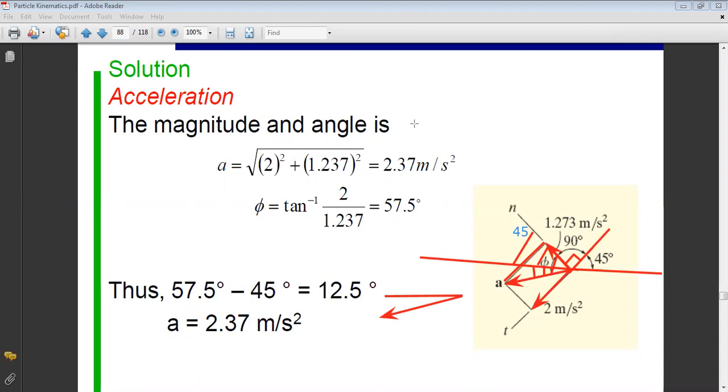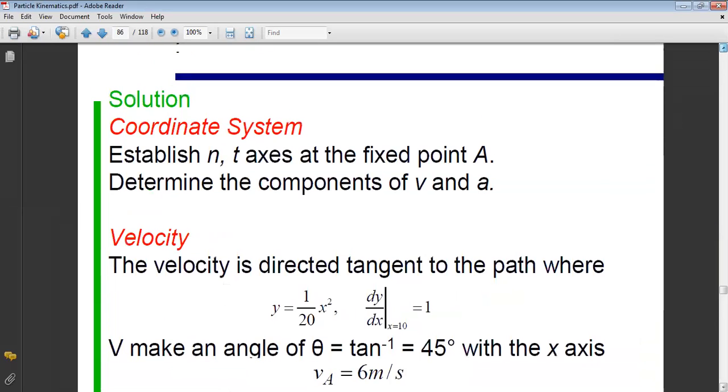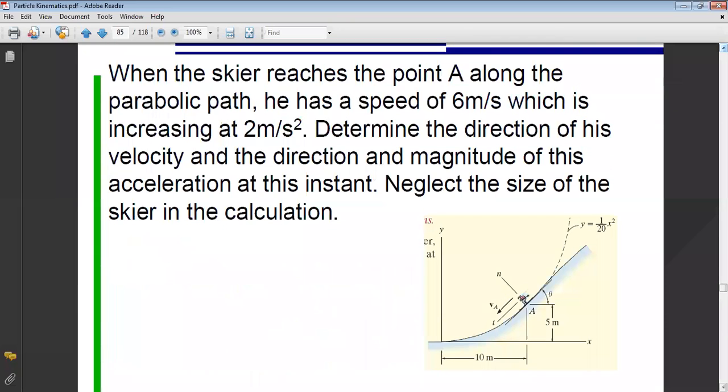Doctor, can you go back to the original figure, please? Yes. I want to check something. This one? No, the original figure of the skier. Yes, sure. Okay, thank you.